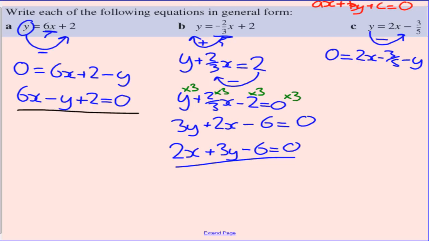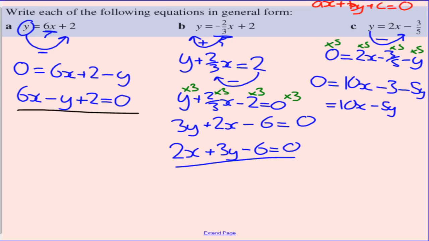Now, it's looking pretty good at the moment. All we could really do is switch the 3/5 and the y around to make it even more like general form. But we have a fraction, we have a divide 5, so we're going to need to times everything by 5. So we're going to have on our left hand side 0 times 5 being 0. 2x times 5 is 10x minus 3 minus 5y. Then we can simply rearrange that so that it looks even more like general form: 10x minus 5y minus 3, and we're done.